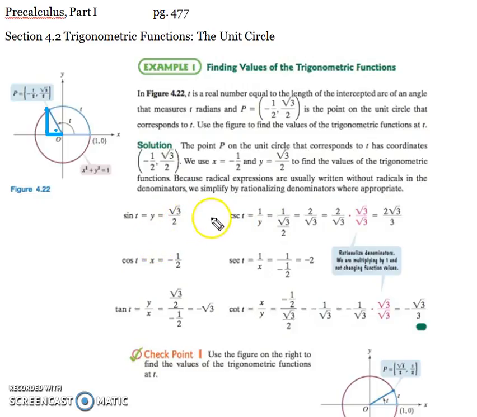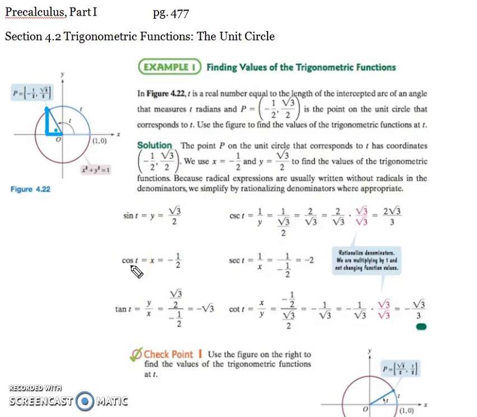Cosecant is the reciprocal of sine, so it would just be 1 over that. And when you divide fractions, you multiply by the reciprocal. You cannot leave the square root in the denominator, so multiply both top and bottom by square root of 3. So your cosecant, or the reciprocal of the square root of 3 over 2, is 2 square root of 3 over 3. That's what we got when we did the math.